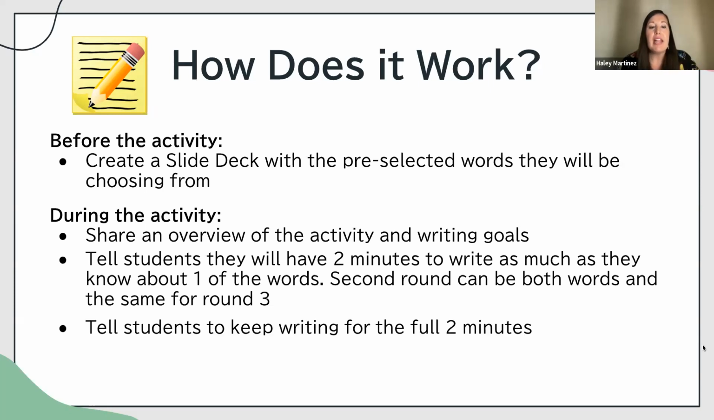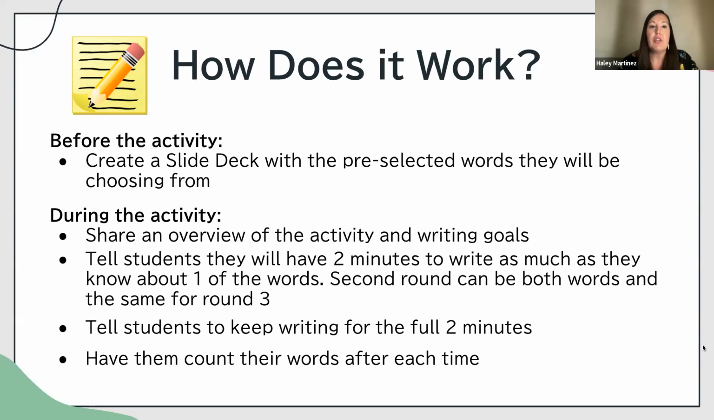Tell students to keep writing for the full 2 minutes. I usually would tell students, don't take your pen or pencil off the paper, just keep going. Don't worry about spelling. And then have them count their words after each time and repeat for all 3 rounds.